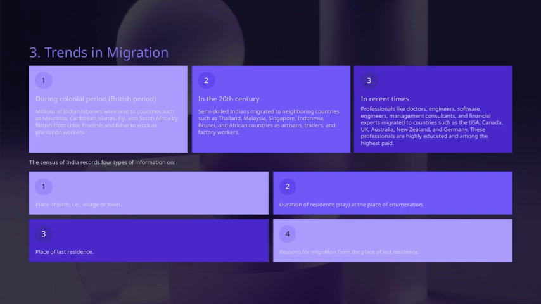Finally, when we look at the data collected by the Indian census, it records information such as the place of birth, whether someone is from a village or a town, and the place of last residence. This helps us understand migration patterns over time, including the movement of millions of Indian laborers during the colonial period. All these points together paint a comprehensive picture of how migration has evolved, influenced by economic, colonial, and skill-based factors, contributing significantly to India's demographic and economic landscape.